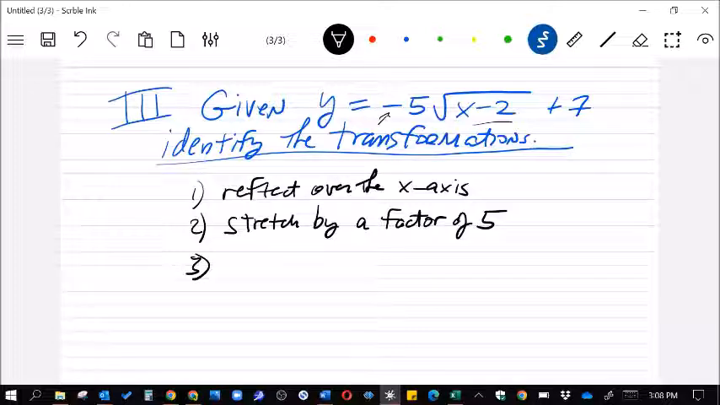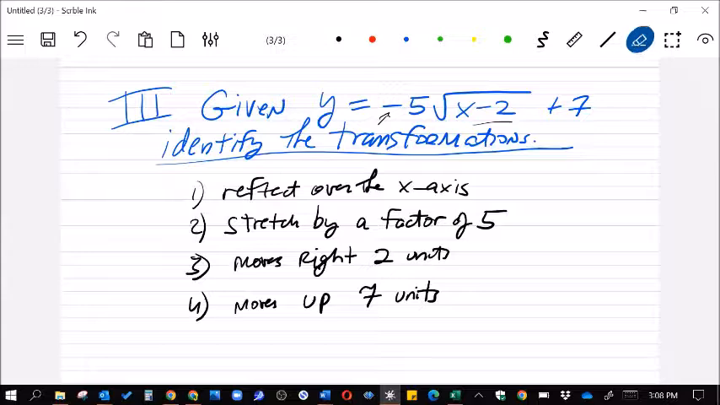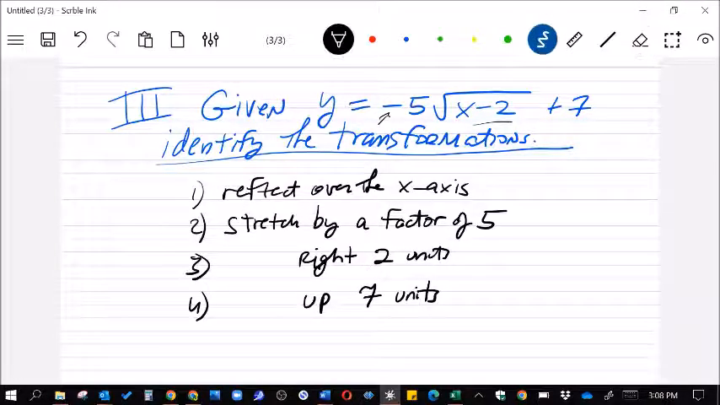Next, we have this negative 2, which means instead of going to the left towards the negative, we're going right to the positives. And so it's moving right 2 units. And finally is plus 7. So it moves up 7 units. Okay. And actually, instead of the word move, shift is probably better, but move works, it makes sense, but I'm going to change that to shift on my paper here. So shifts right 2 units, shifts up 7 units.